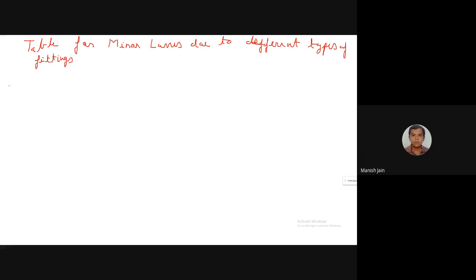Okay, so first is the elbow. Elbow is used for changing the direction of flow. A 45-degree elbow will change the direction by 45 degrees. For the elbow 45-degree, the value of Kf, the minor loss factor, is equal to 0.35. Second is the elbow 90-degree. The Kf value is 0.75.